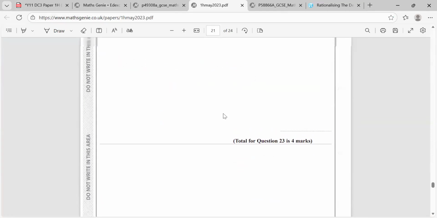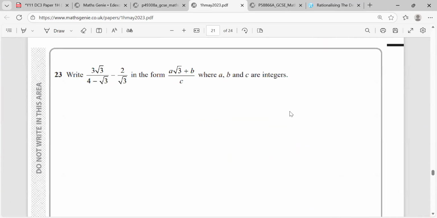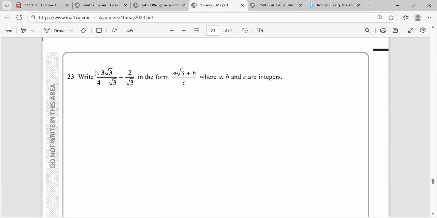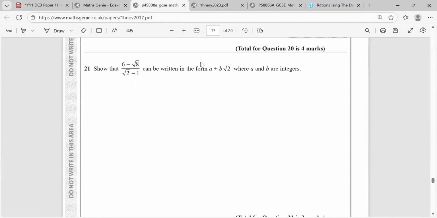Something like this. This is worth 4 marks. It's like an algebraic fraction, so you've got 2 parts here. Let's do the first one. Let's try this one first, then we can go on to the harder one.